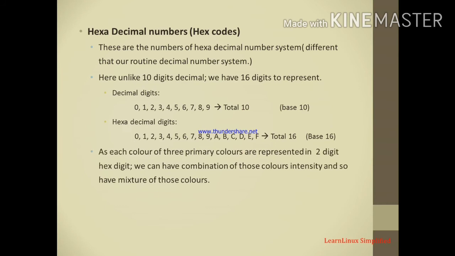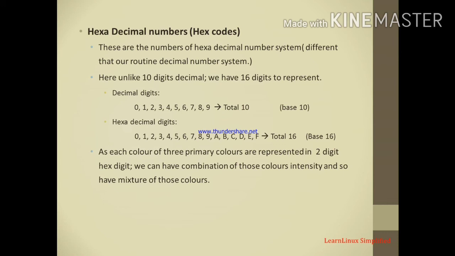As each of the 3 primary colors is represented by a 2-digit hex value, we can have a combination of those colors' intensity and so get a mixture of those colors. Means, as I said, we have 6 hexadecimal digits, which is a pair of 2 digits representing each primary color, red, green and blue, right? So it will display a mixture of those colors' intensity.